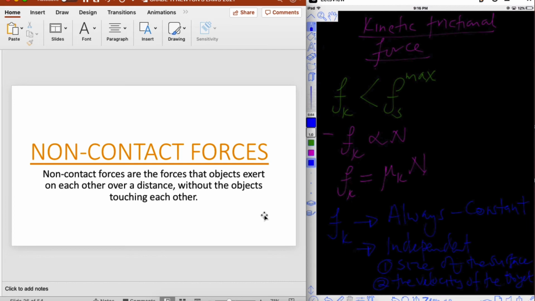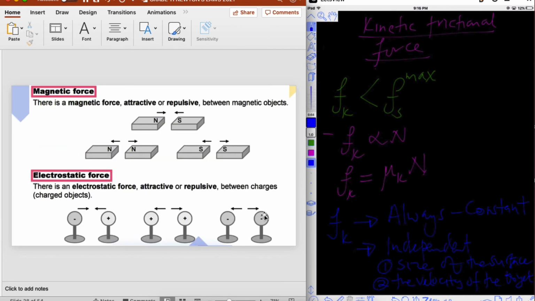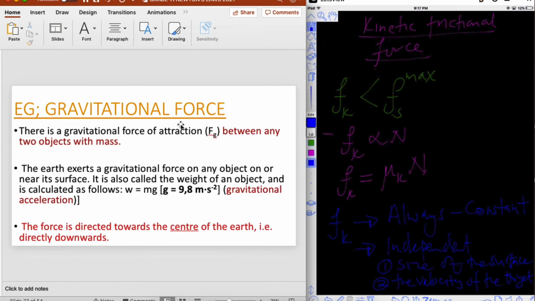So, like we previously said, a non-contact force is a force in which the two objects that are exerting forces on each other are acting at a distance. In other words, they are not in contact with one another. Examples of non-contact forces are the electromagnetic forces between magnets, as you can see in this diagram here, and electrostatic forces between charged objects, as you can also see here. We also have the gravitational force of attraction between objects that have masses in this case.